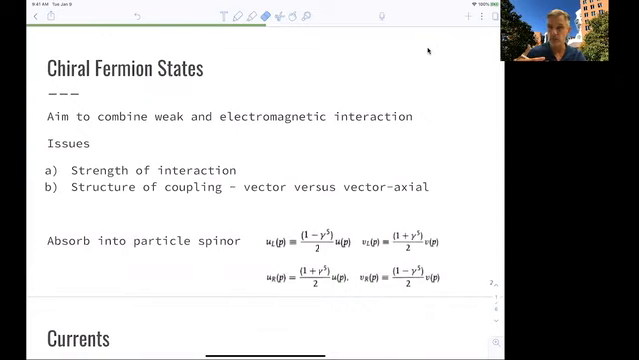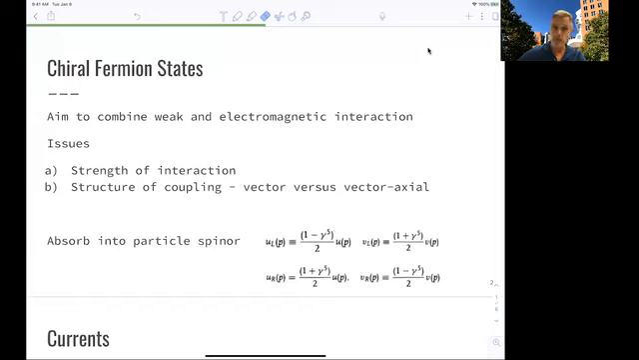as being used as mediators, kind of change the strength of the interaction. So this might not be a big issue. The second problem is that the structure of the coupling is very different. We have seen for QED that there's a vector coupling, and for the weak interaction that there's a vector-axial coupling, this 1 minus gamma 5, this vector minus axial coupling.